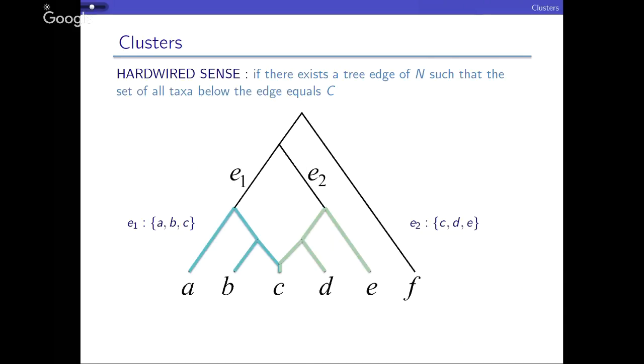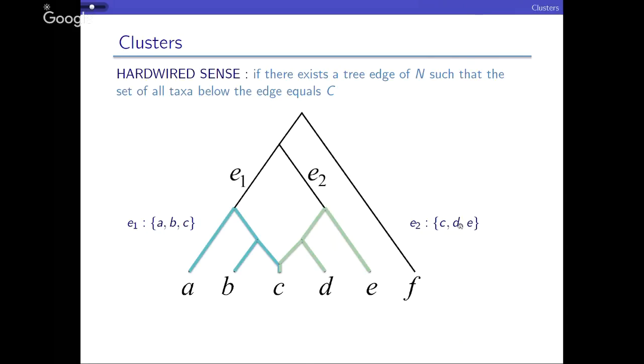And there are actually two ways of seeing a cluster inside the network. There is the hardwired sense, which is the same definition as for a tree. We look at the leaves that are below a node, and this is the clade or the cluster of the node. So here we can reach A and B and C, so the cluster of this node is ABC, and here we can reach C, D, E, and the cluster is CDE.